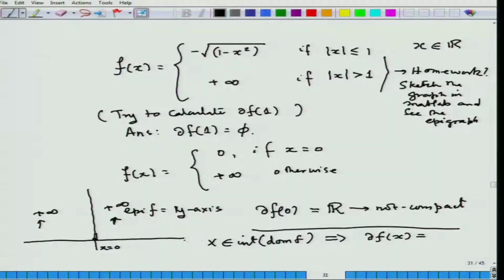So, here the domain of f was full dimensional, but the interior did not exist, right. Whatever neighborhood you take, it is outside the set. So, del f(x) is non-empty, convex and compact.